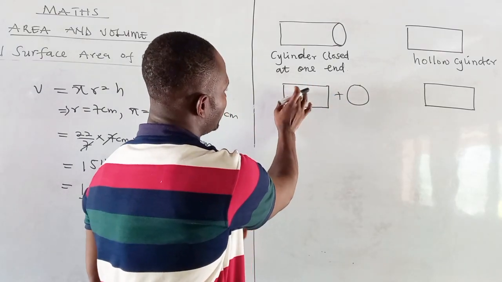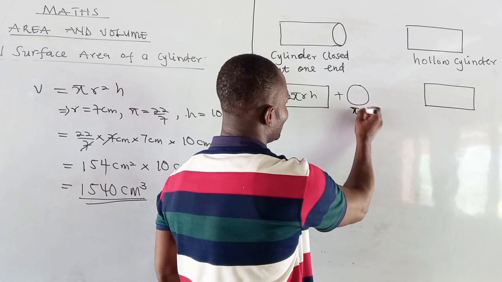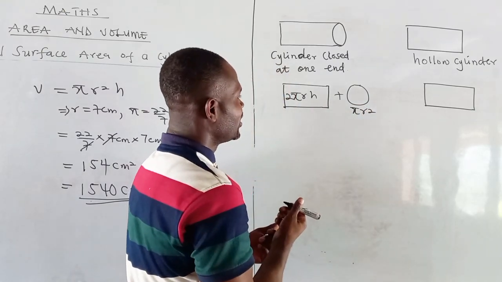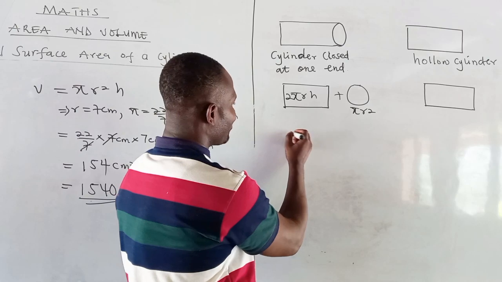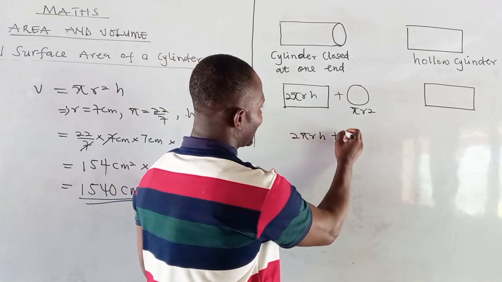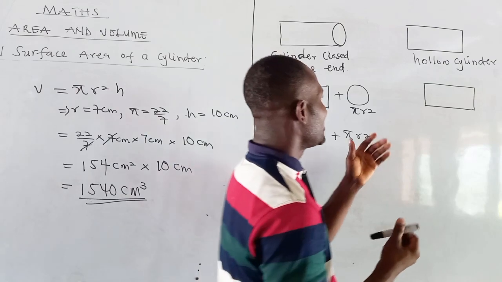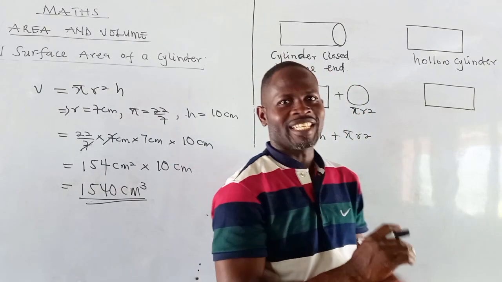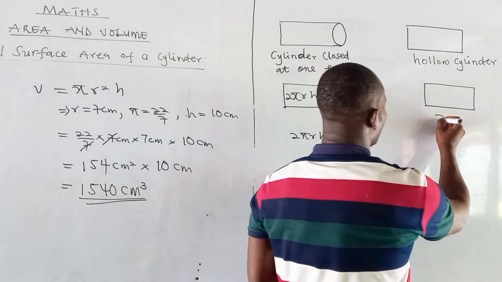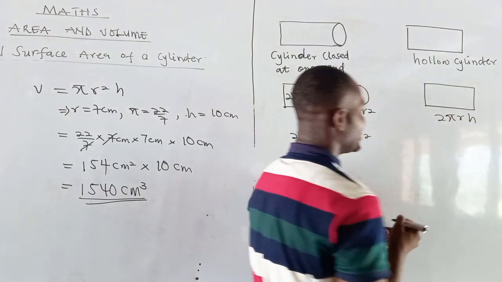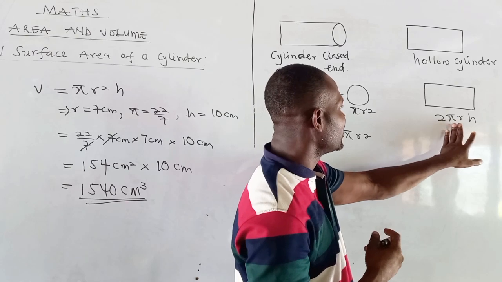With the cylinder closed at one end, the net will be this with this. The area of this is 2 pi radius h, and this is pi radius square. So when you are asked to find the total surface area of a cylinder closed at one end, you have to use the formula 2 pi radius h plus pi radius square. That's the formula for a cylinder closed at one end. When the cylinder is hollow, that means it's not closed at any end, so the formula will be 2 pi radius h. So the area of a hollow cylinder is 2 pi radius h.